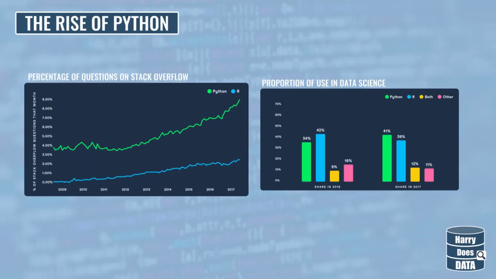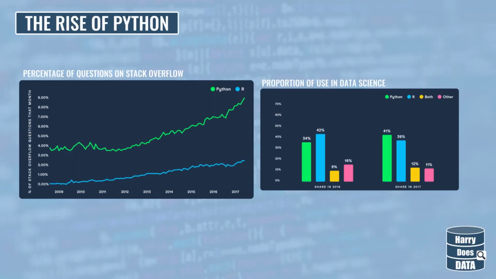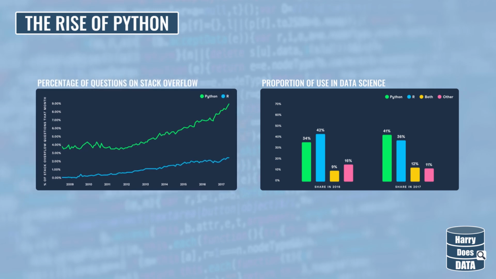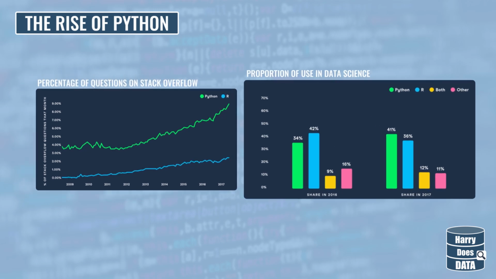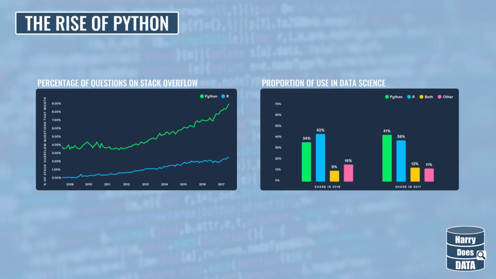Python has become the go-to programming language for data science. These graphs from DataCamp illustrate this perfectly. On the left, you can see that the popularity of Python compared to R is growing at an accelerated rate based on the number of questions asked on Stack Overflow. And on the right, you'll see that Python has overtaken R for use in data science in recent years.